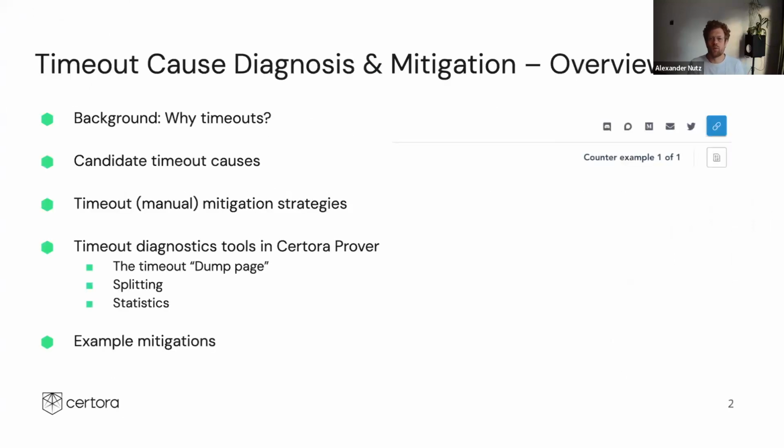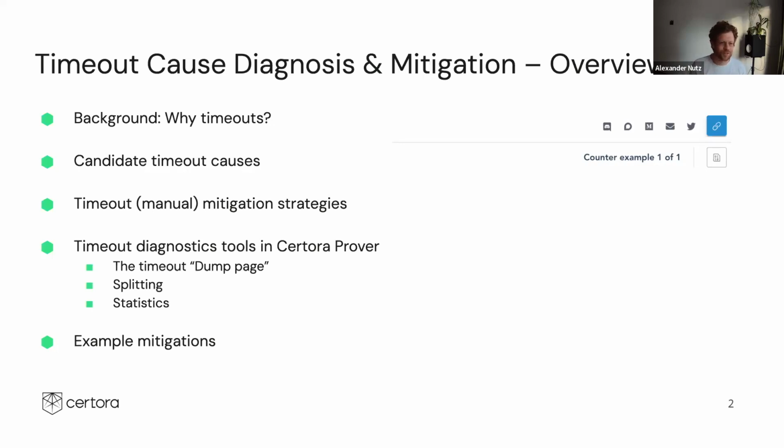Okay, so I'll start with an overview of the talk. I'll start with: why do we even have timeouts, right? There are so many apps out there, none of them have timeouts. Why does the Certora Prover have timeouts? So I'll give a bit of background, a little of the computer science view of it.